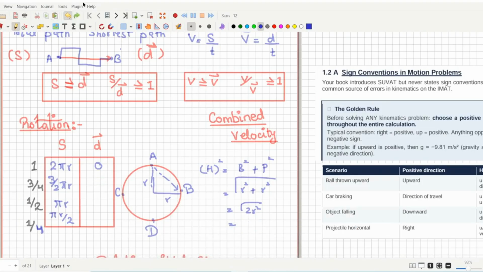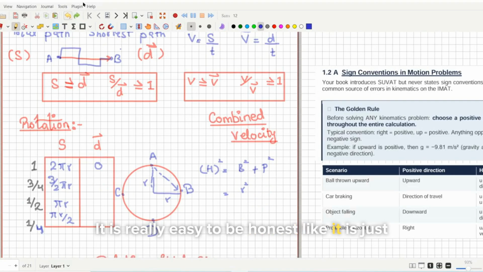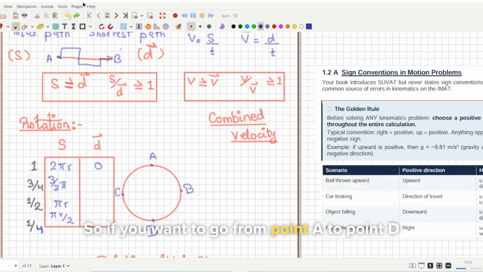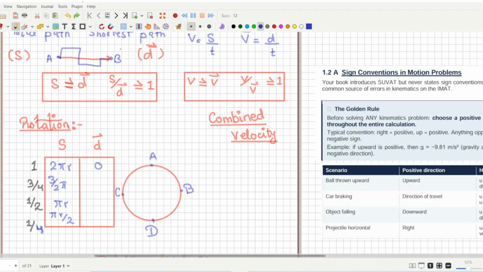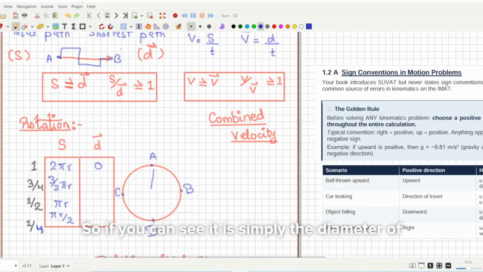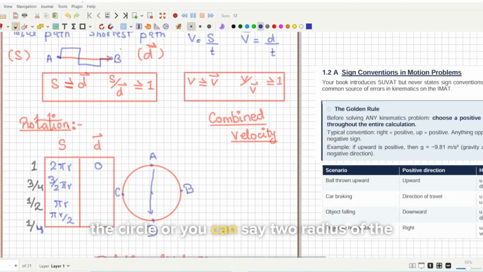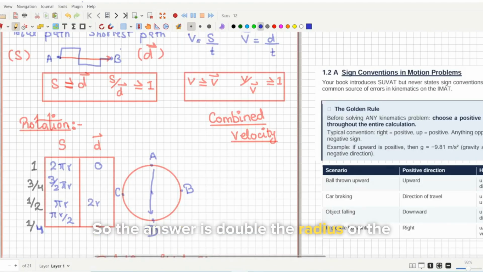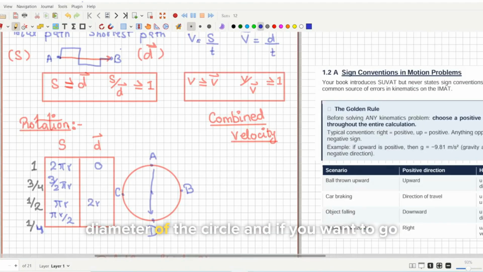Can you tell me? It is really easy, to be honest. Like, it is just common sense. You can use common sense to derive this formula. So if you want to go from point A to point D, it is half of the circle, right? So if you can see, it is simply the diameter of the circle, or you can say 2 radius of the circle. So the answer is double the radius or the diameter of the circle.